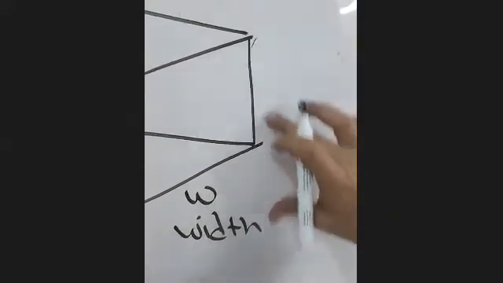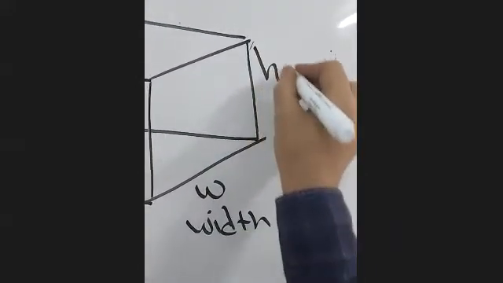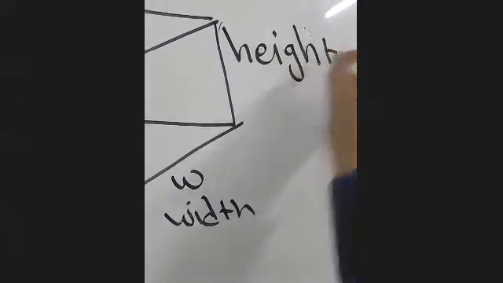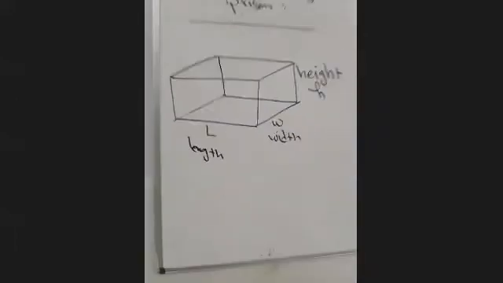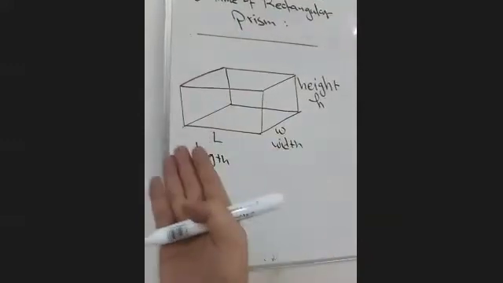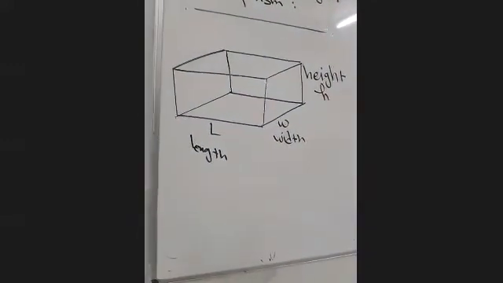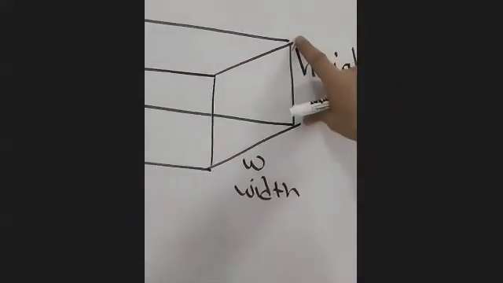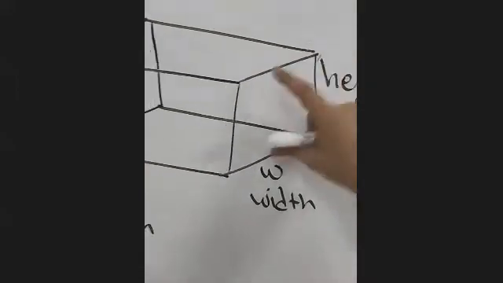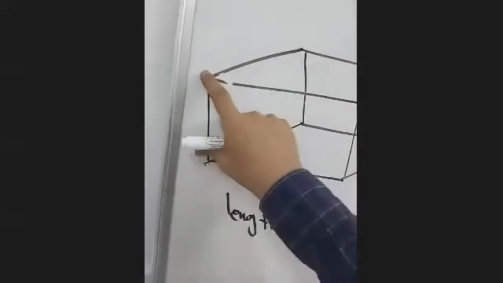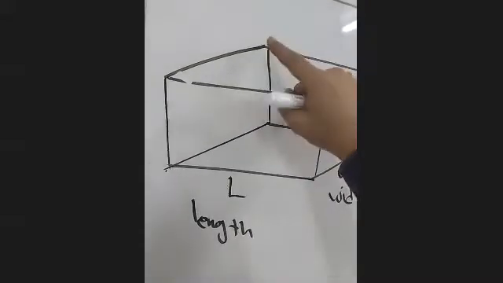And this line here, we call it height, H. So any rectangular prism has length, width, and height. Why this height? No, this is not the only height. This is the height, this is the height, this is the height, and this line here inside is also a height. Like this room, it has this height, and that one there, and that one here, and this one here.